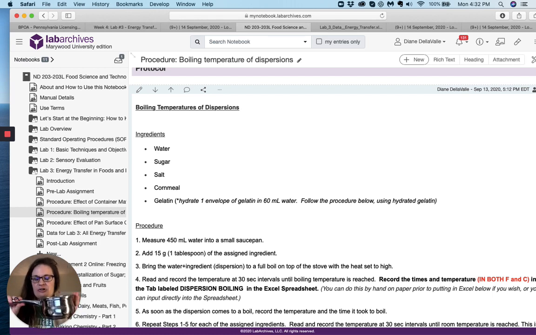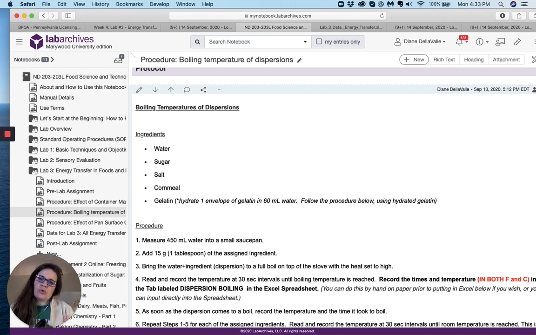So into the 450 mils of water, I added 15 grams of each of the assigned ingredients, and I did weigh them out on my scale. So in one batch, I did 15 grams of sugar. In one batch, I did 15 grams of kosher salt. In another batch, I did 15 grams of white cornmeal. And in the last batch, I did 15 grams of hydrated gelatin, as you can see here.